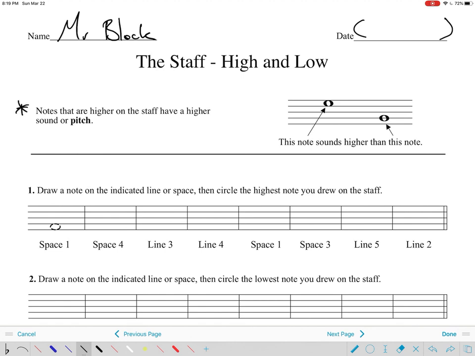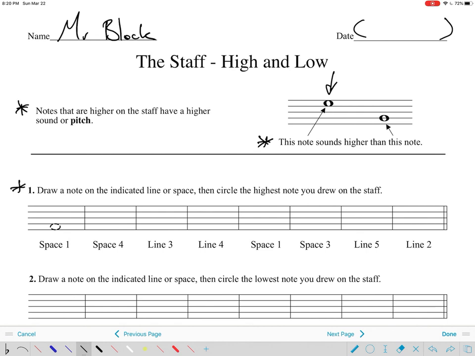The staff, high and low. Notes that are higher on the staff have a higher sound or pitch. This note sounds higher than this note. You'll see that the first note was literally higher up on the page than the second. These notes would sound at different frequencies, where the first note, which is higher, would have a higher frequency than the second note.